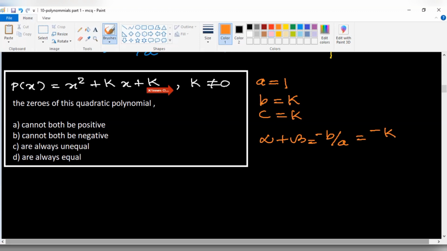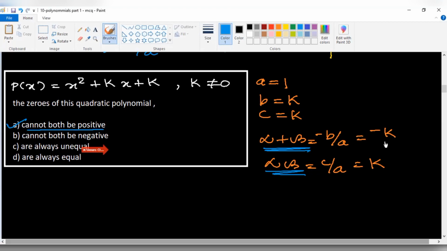B is k and A is 1. And alpha beta is C by A, that is k. C is k and A is 1. So what we know is the sum of two numbers is negative and product of two numbers is positive. This happens only when these two are negative. When two numbers are negative, the sum is negative and the product of two negative numbers is always positive. So the correct option is A, they cannot both be positive, because when we add two positive numbers, it can never be a negative number.